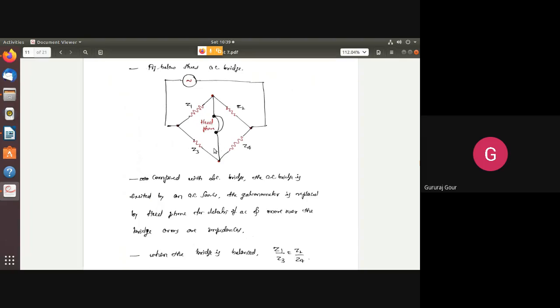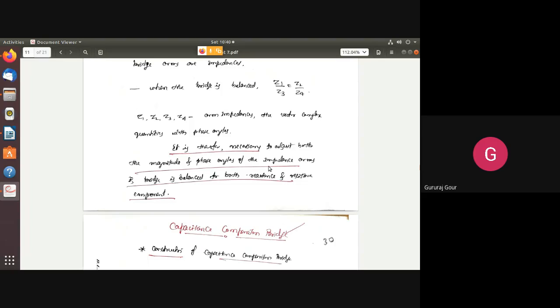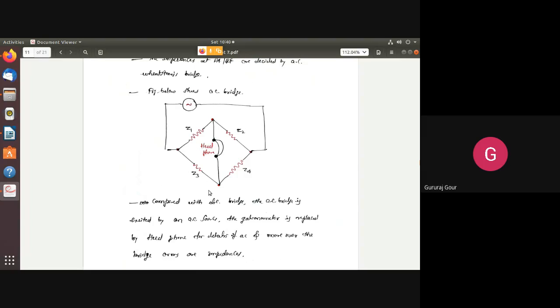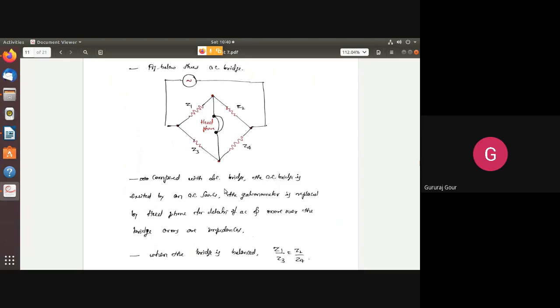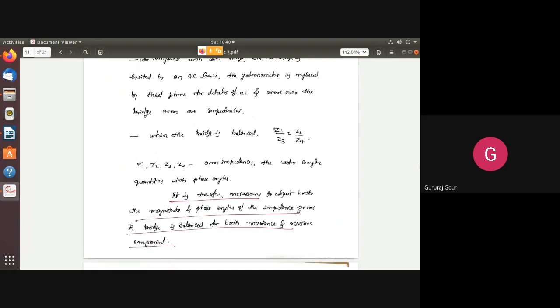So Z1, Z2, Z3, and Z4 are impedances, means they may be purely resistive or they may be resistive with reactance. Therefore, it is necessary to adjust both magnitude and phase angles of these impedance arms. Suppose one of your arms contains capacitance; because of reactive elements like inductance and capacitance, phase will come into picture. So we need to adjust magnitude along with the phase in order to adjust the pitch.